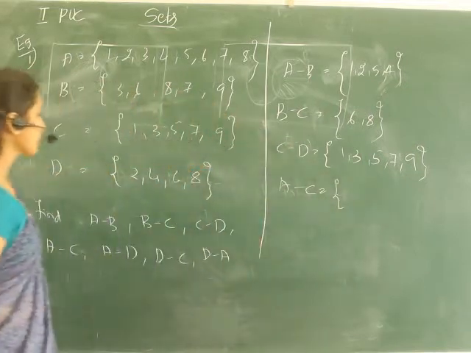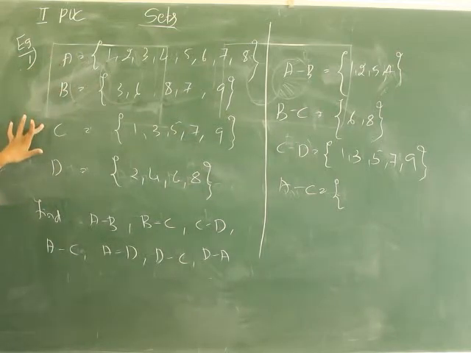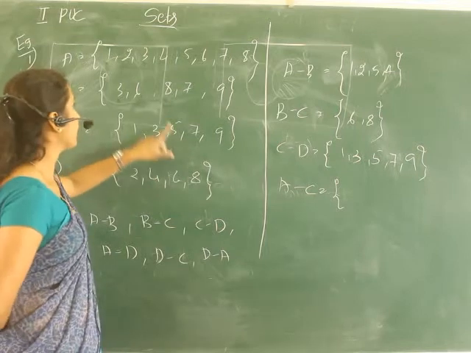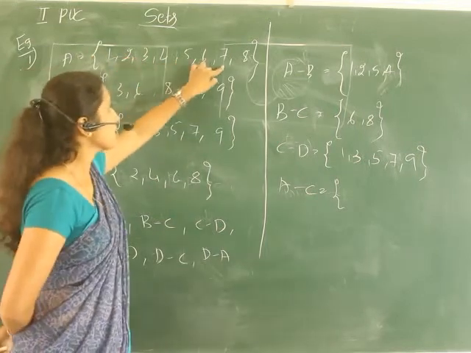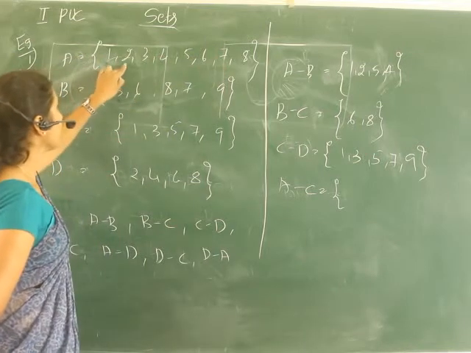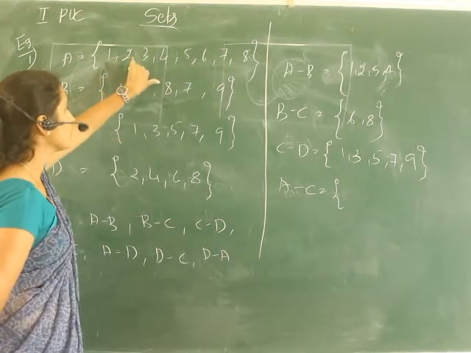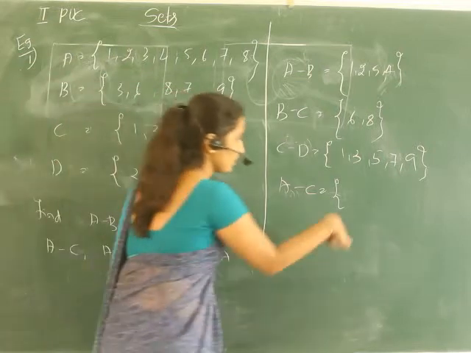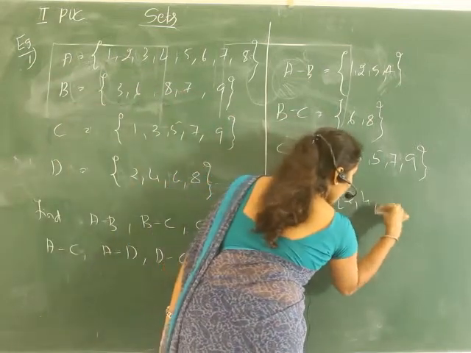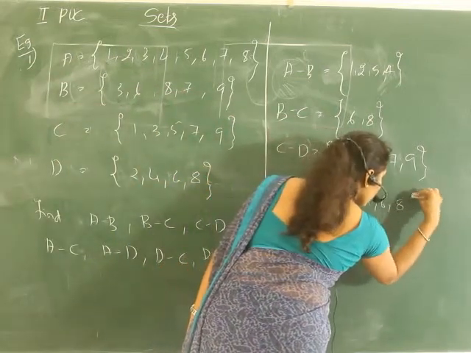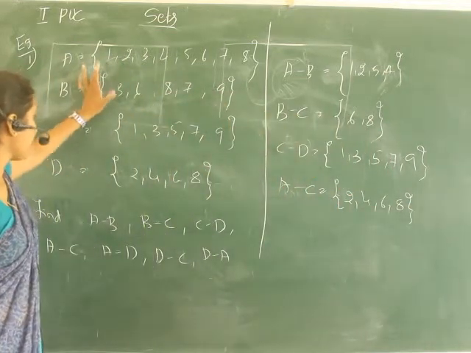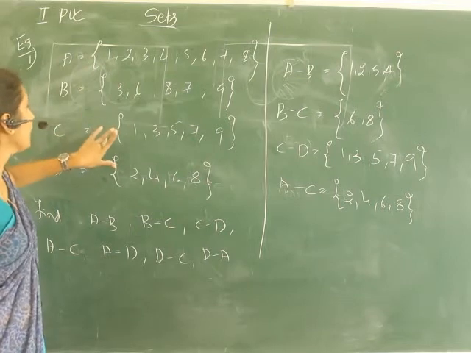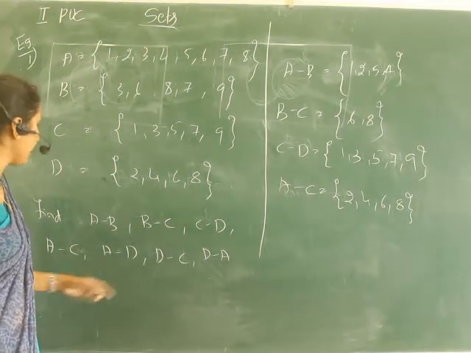What is A minus C? Now you have to see A and C, the elements only present in A. So here it is 1, 3, 5, 7, 9. So 1 cannot be written, 3 cannot be written, 5 cannot be written, 7 cannot be written. So which elements are remaining? 2, 4, 6 and 8. These are the elements of A minus C. Next, A minus D.